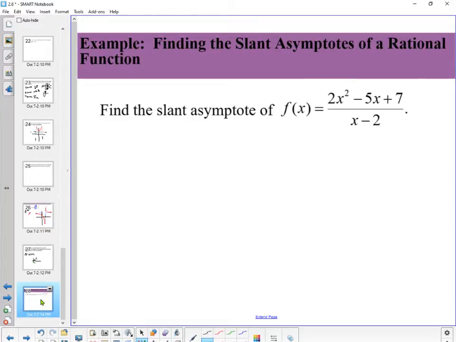Oh my, look at that. That's scary. The degree here happens to be exactly 1 higher than the denominator. But you still also have the horizontal asymptote. So let's break this down real quick here.